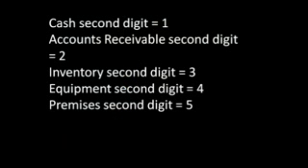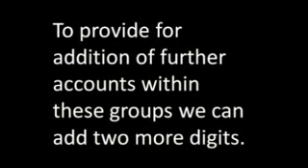What we can suggest is a possible scheme for the second digit, so that with cash it's 1, so all cash accounts would then start with 1-1. Accounts receivable would start with 1 and then use 2 as the second digit, so they would start with 1-2. Inventory would start with 1-3, equipment with 1-4 and premises with 1-5. Now the number of accounts within each of these would determine how many additional digits should be employed in the numbering. Let us suppose that we decide to use 2 further digits.